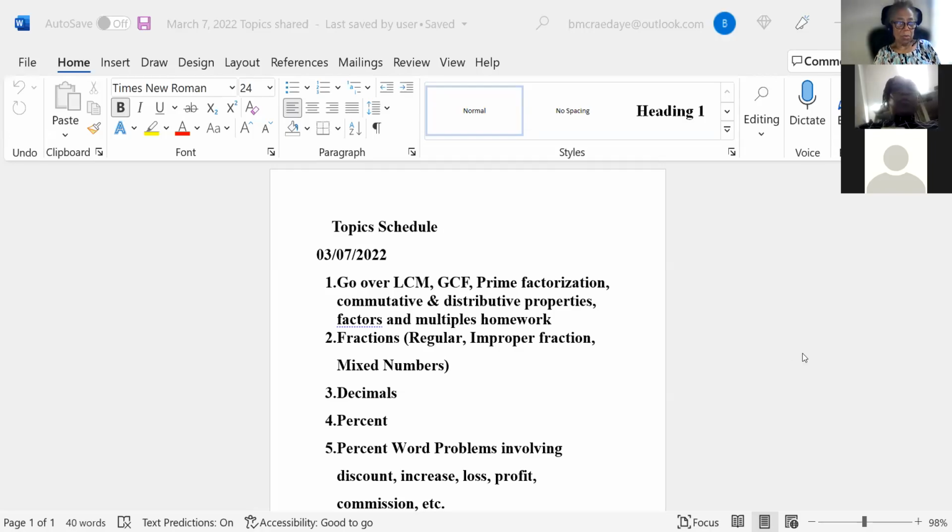Okay, so we'll get started. This is what we'll go over today. The homework that I gave you on the LCM and the GCF, the lowest common multiple and the greatest common factor, and these other topics. We'll start after we go through our homework. Then we'll go to our new topic, which will be on fractions. We will cover fractions starting in this session and continue with fractions on Thursday in our next session.